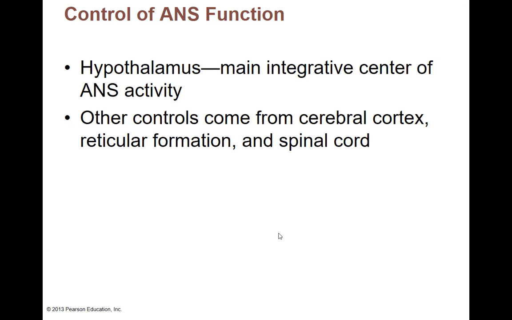Now, what controls all of this? The main controller of our autonomic nervous system is our hypothalamus, that thing below the thalamus in our brain. It's the main one that controls all of our autonomic nervous system. It has the most direct influence. There are some other controls from your cerebral cortex, the outside of your brain, part of the reticular formation, which we're not going to get into, and some spinal cord. But the majority of all of these things that you don't have control over is generally your hypothalamus.